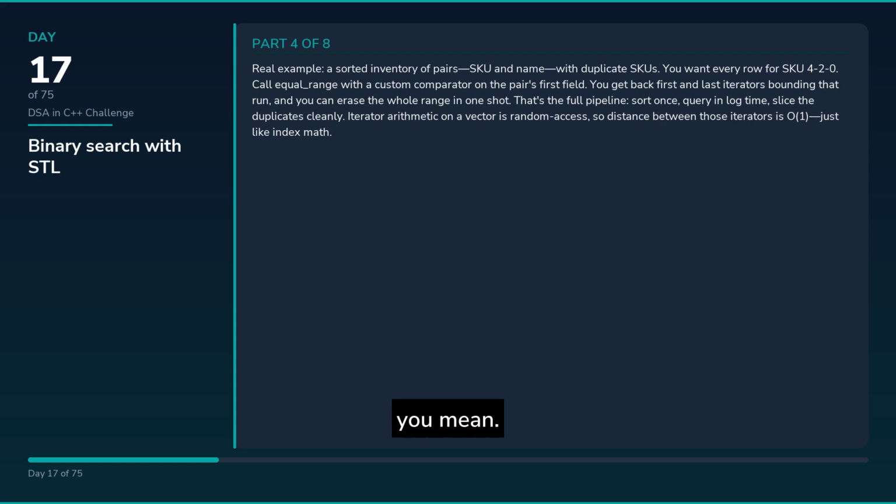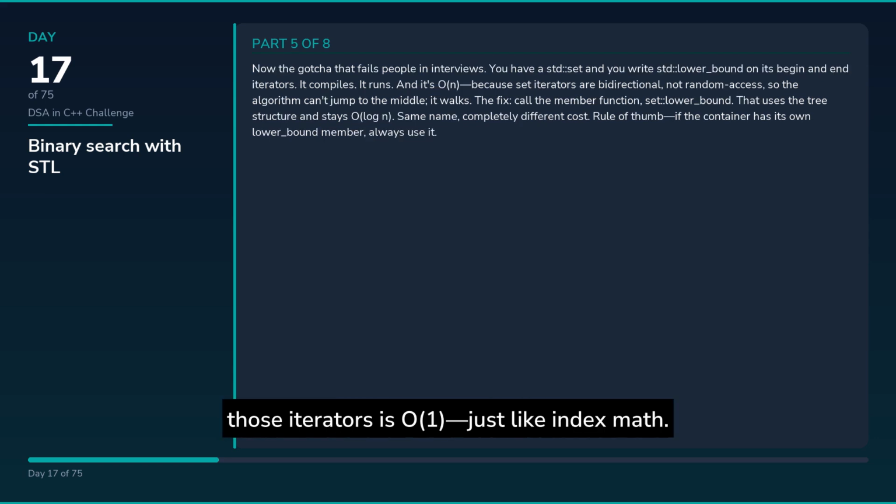Real example, a sorted inventory of pairs, SKU and name, with duplicate SKUs. You want every row for SKU 420. Call equal_range with a custom comparator on the pair's first field. You get back first and last iterators bounding that run, and you can erase the whole range in one shot. That's the full pipeline. Sort once, query in log time, slice the duplicates cleanly. Iterator arithmetic on a vector is random access, so distance between those iterators is O(1), just like index math.